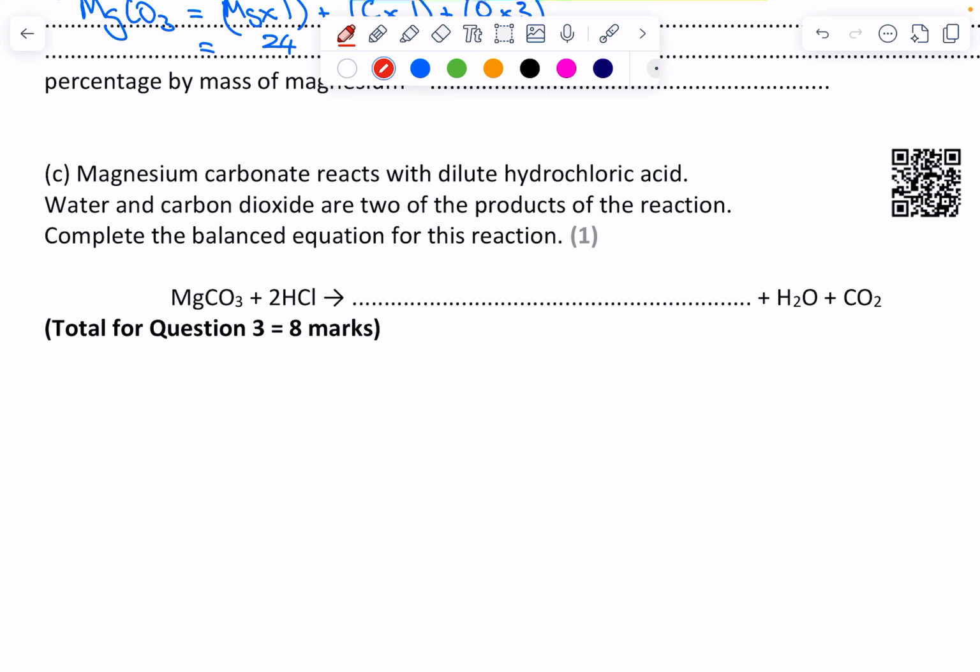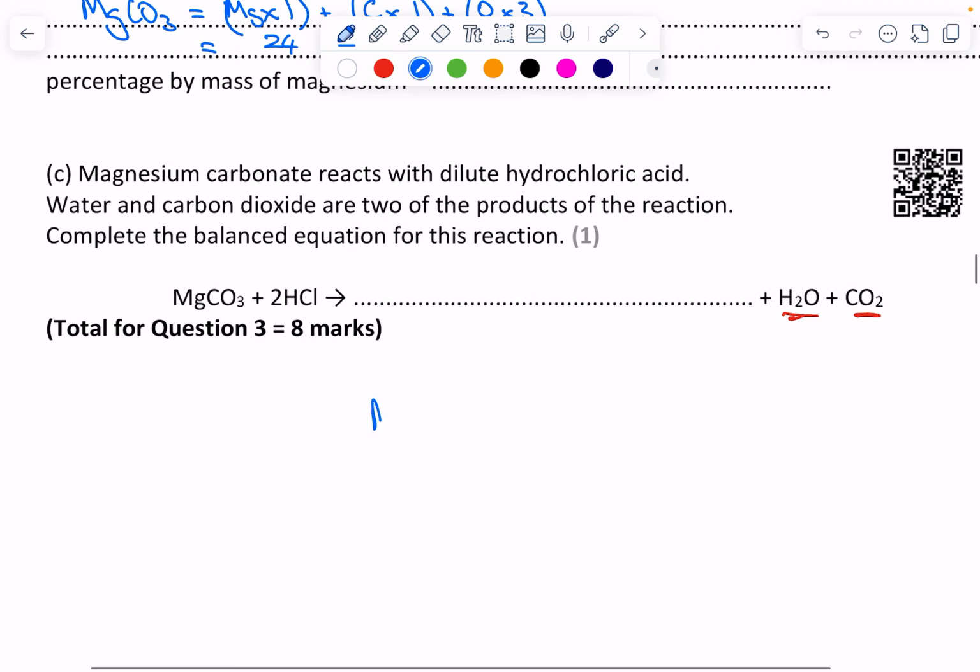Magnesium carbonate reacts with dilute acid. Water and carbon dioxide are 2 of the products. Complete the balanced equation. So what we need to remember here is this is neutralization. So as well as the H2O and the CO2, we also produce magnesium chloride as the salt. So let's put that formula in. Now, if you're not sure of the formula, remember, go to the periodic table.